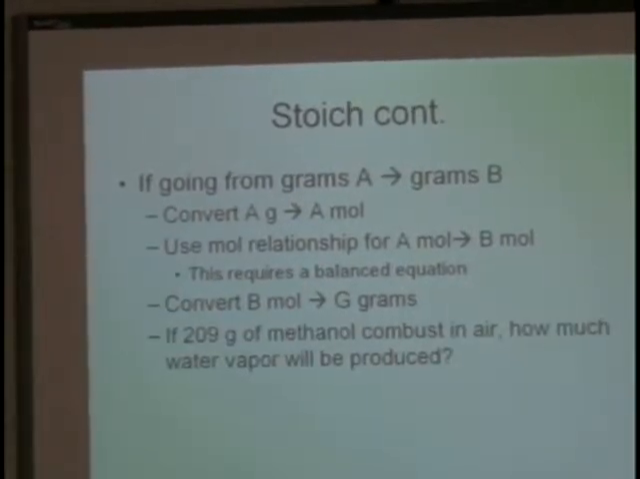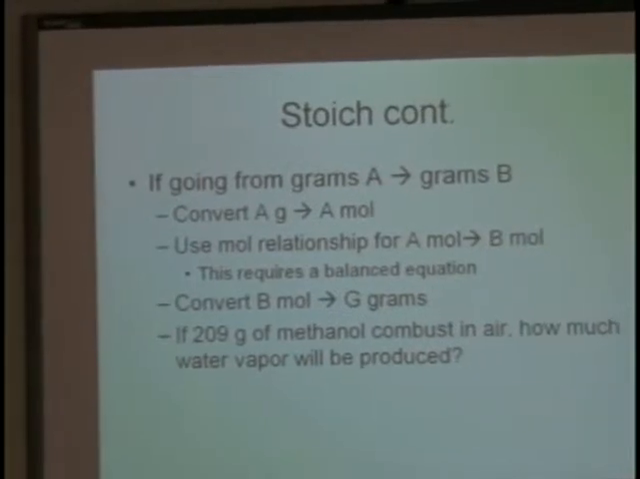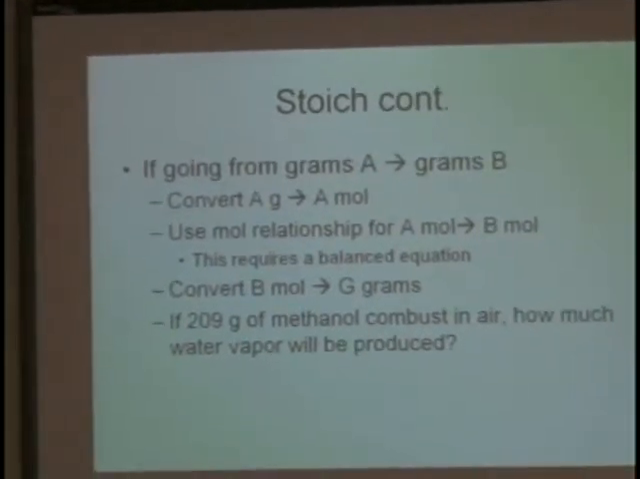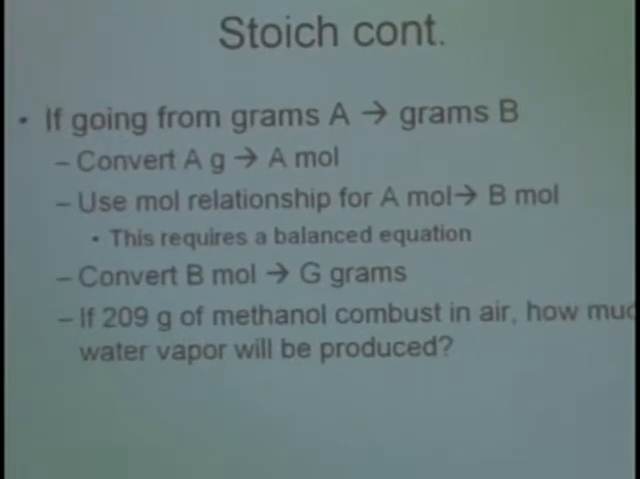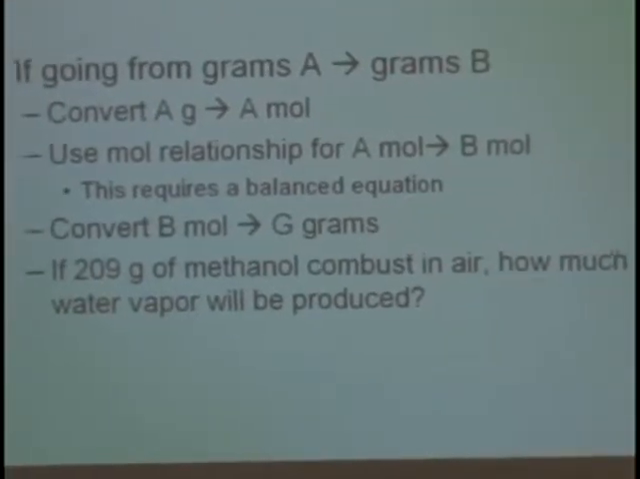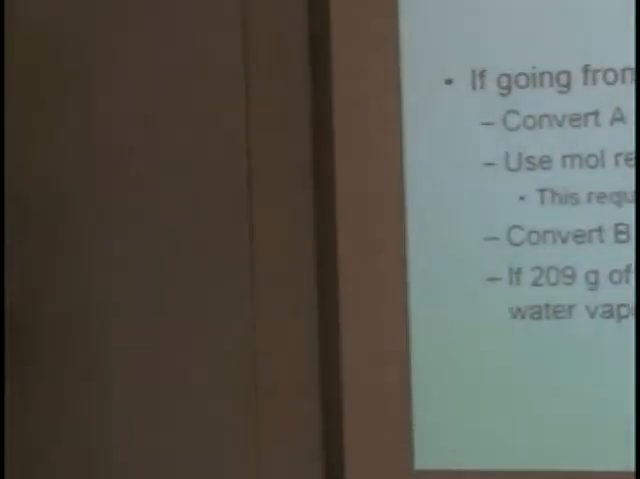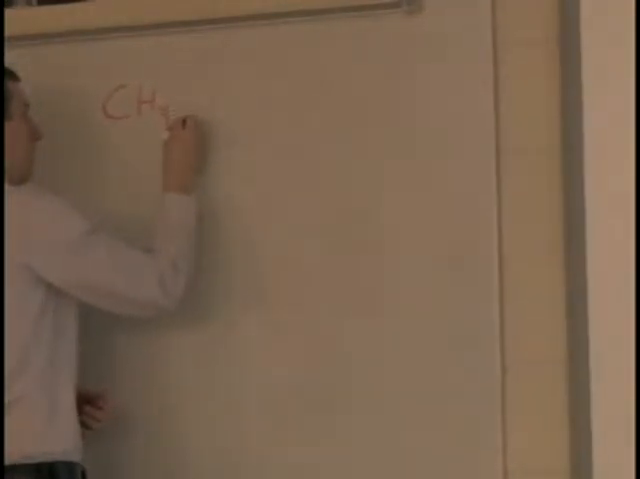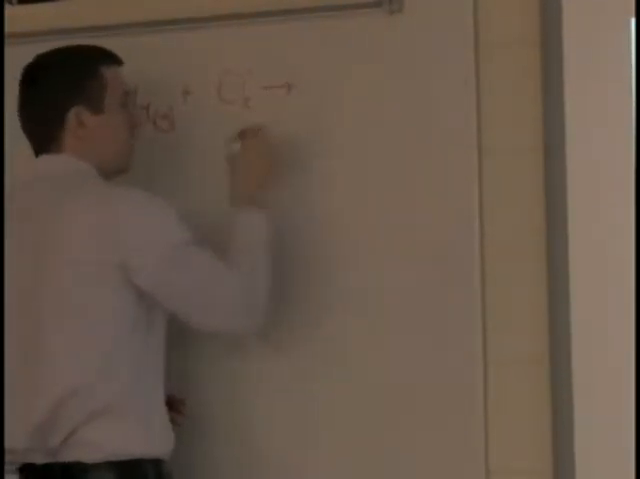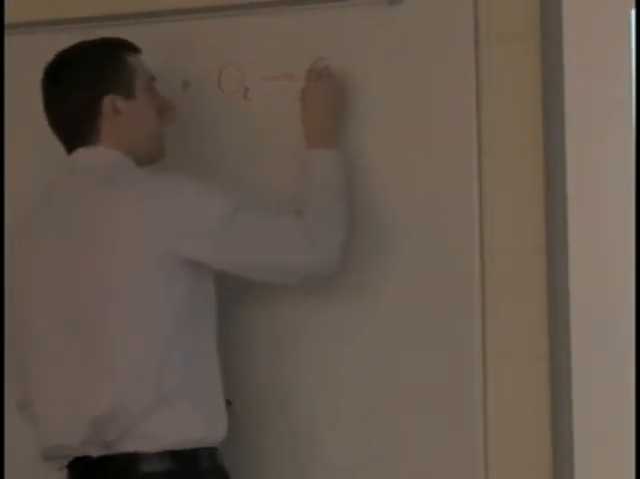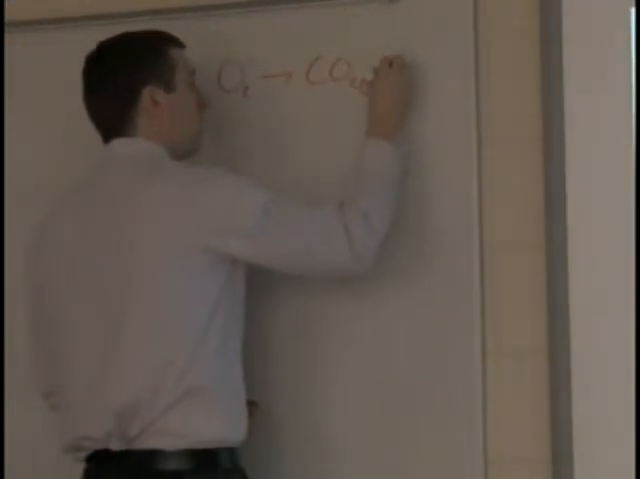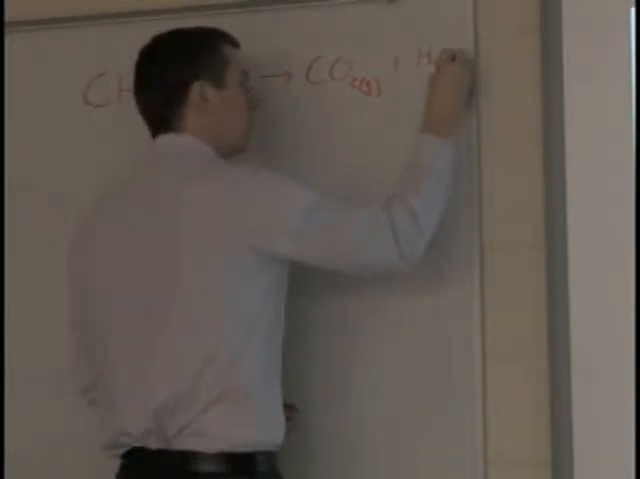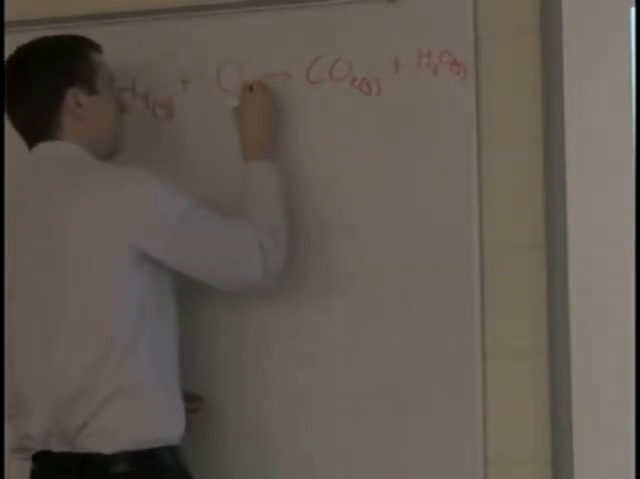Here's the example we're going to give you. 209 grams of methanol combusts in air. How much water vapor will be produced? So first off, we need a balanced chemical equation. And actually, we're going to change this to just be methane, not methanol. So to begin with, CH4 is methane, that's a gas, plus O2, oxygen. Products of a combustion reaction are carbon dioxide and water. That's a gas as well.